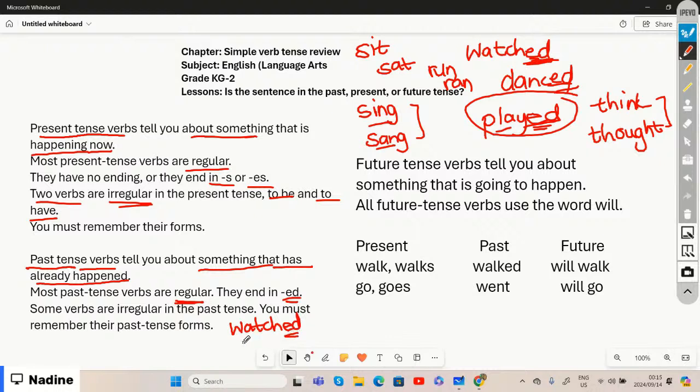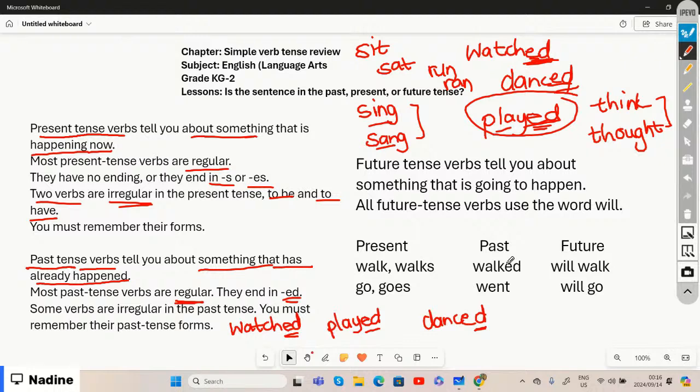I watched a movie a few hours ago. I watched a movie. I play a game now. In the past tense, I played a game. I dance to my favorite song now, but in the past tense, I danced to my favorite song, right? So these are regular past tense because they end in ed, meaning it's a rule that we follow by saying you need to add ed or d all the time.